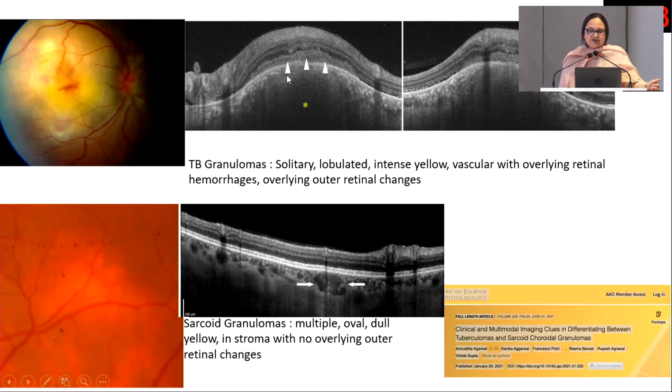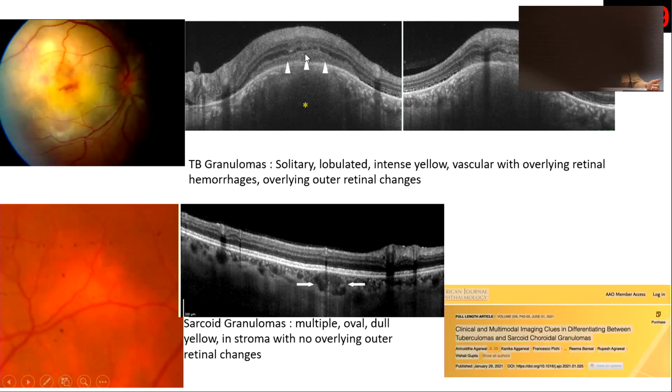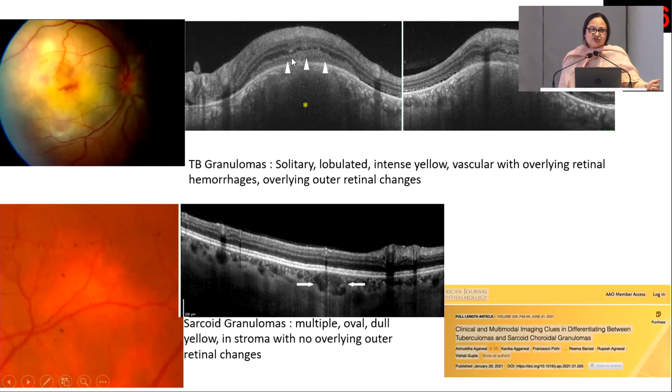The top here is a TB granuloma, a large single yellow granuloma with hemorrhages on the surface. And when you do OCT through the granuloma, there are changes in the outer retina. The sarcoid granuloma at the bottom: there are multiple, discrete, small granulomas, no overlying hemorrhages, and they are mostly located in the stroma. So when you do OCT, you see these granulomas like this, not jutting out like TB.